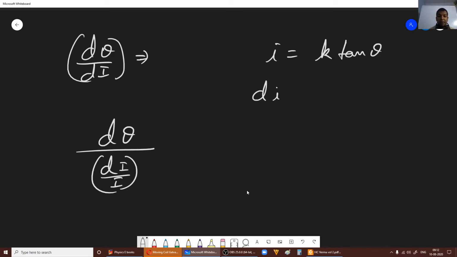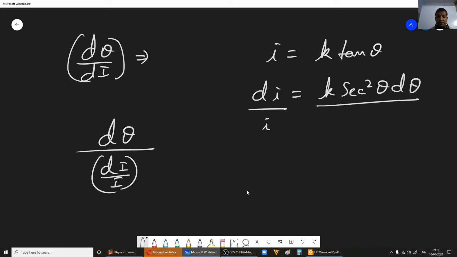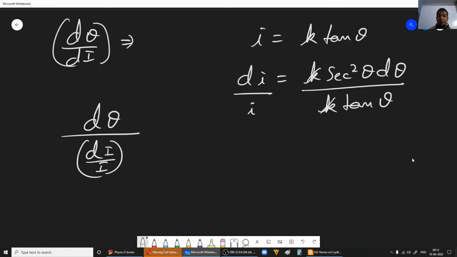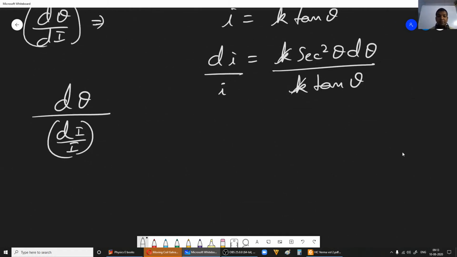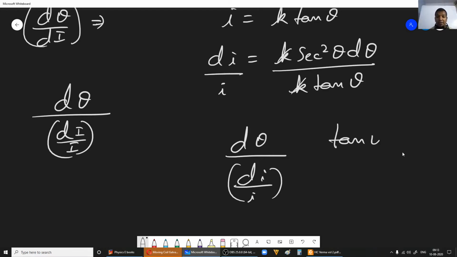Now if you differentiate, di is equal to k secant square theta d theta. Fine. Now let us divide by I, so you will get k tan theta. Now I need to look for the expression d theta divided by (di by I). So I will get it as tan theta divided by secant square theta.